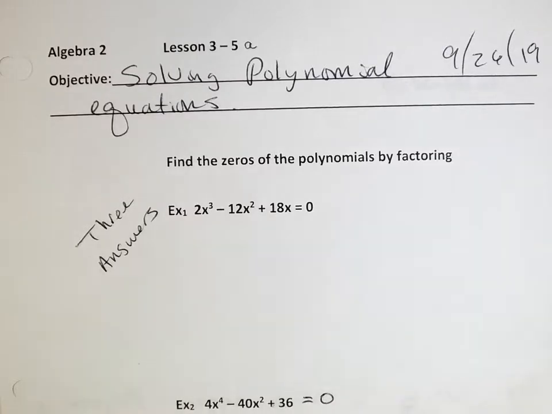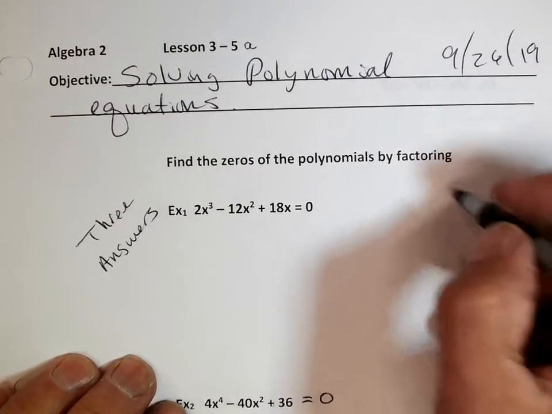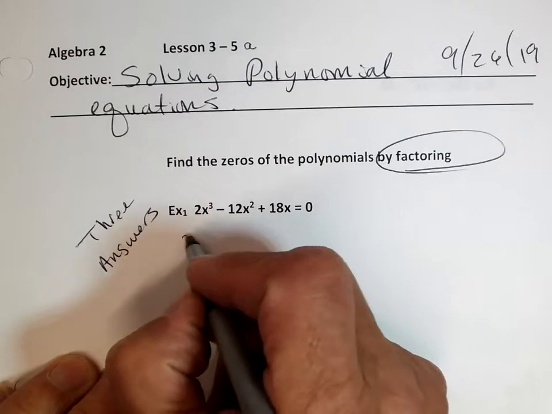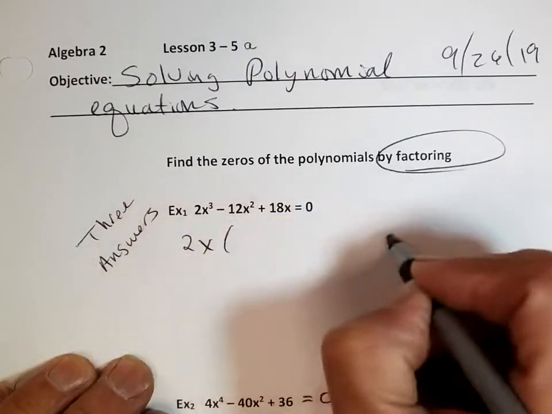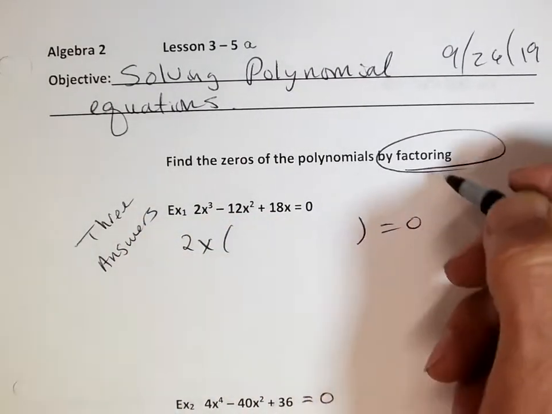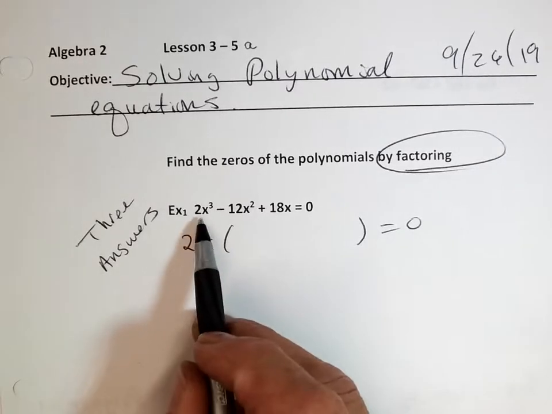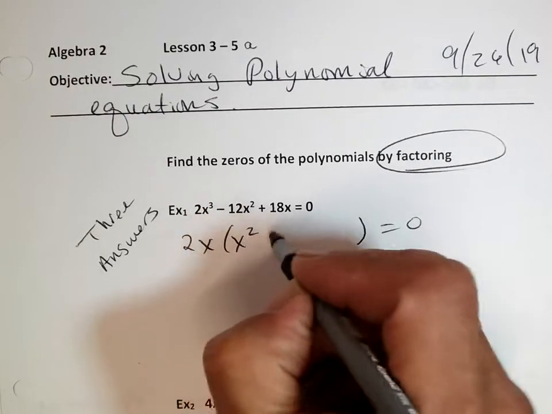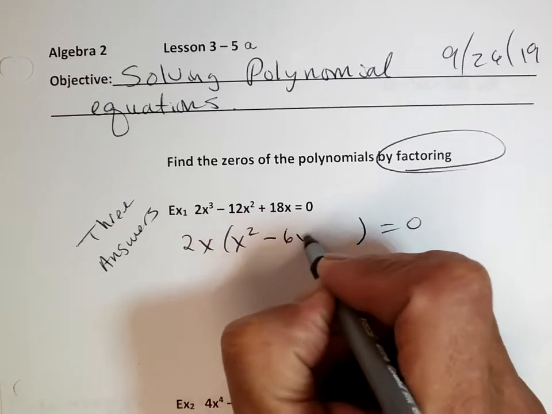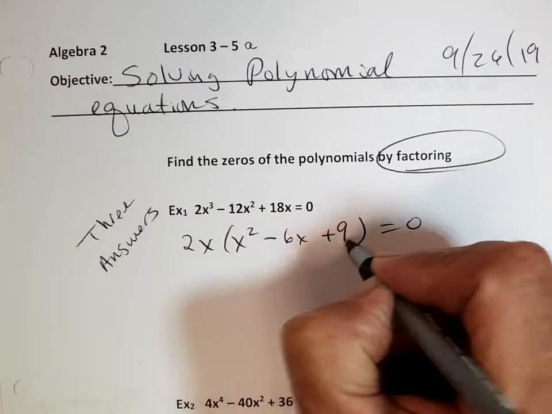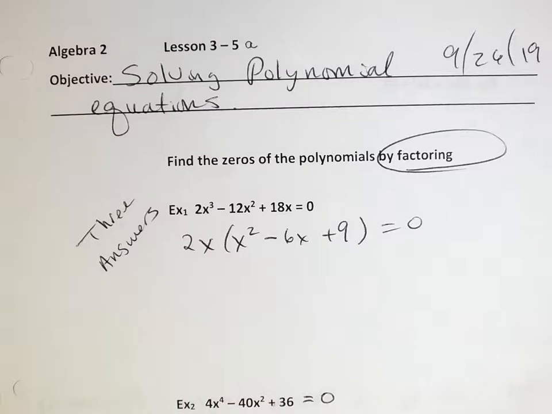So right off the bat, I'm going to factor, right? Factor. So I'm going to take out a 2x, right? You guys see that? They all have a 2x in common. So always common factor first, if you can. So if I take out a 2x, I'll have an x squared minus a 6x plus 9. Okay? Always common factor first, okay?